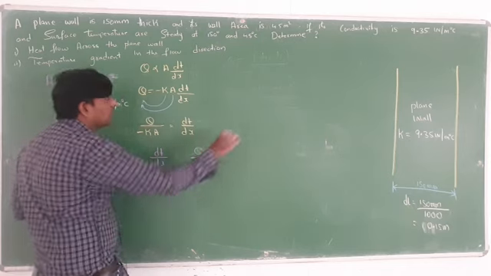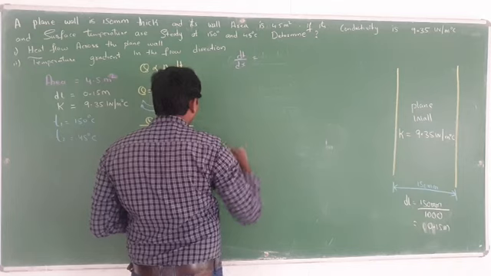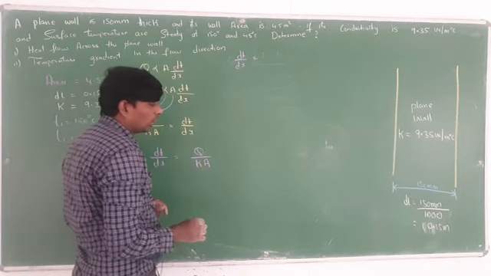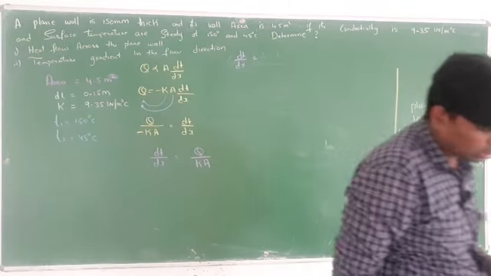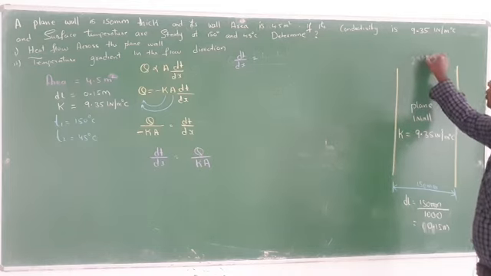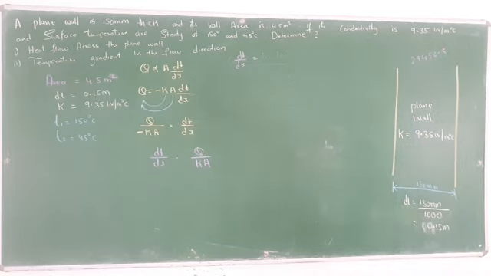Here, dT by dx is equal to the Q value, which you know very well. Just now you got the Q value. How much did you get? 29452.5 kilowatt. This is the Q value.